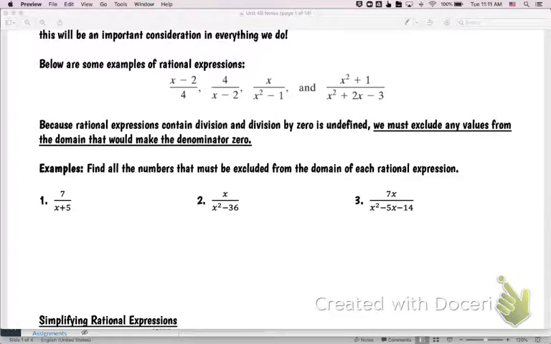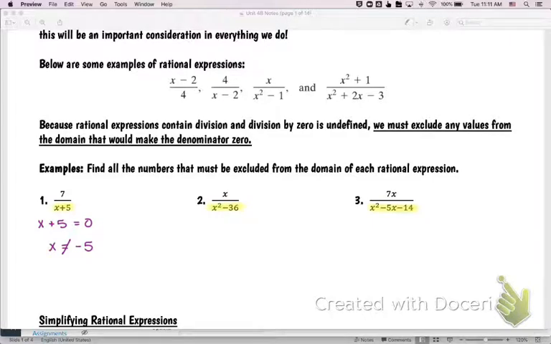So for example here, in the first three examples, we want to find all of the numbers that must be excluded from the domain of each. In these cases, the numerator does not matter at all. We are only looking at the denominator, and so we need to set all of the denominators equal to 0. Well, if x plus 5 equals 0, that means that x equals negative 5 has to be excluded. So we can say x should not equal negative 5.